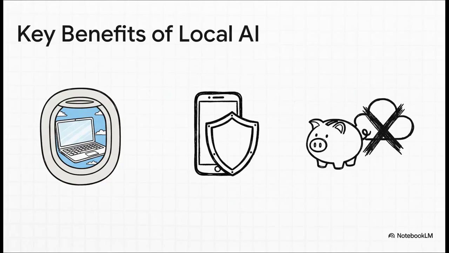So why should you care about any of this? Well, there are three huge benefits. First, low latency. This means your app works perfectly even when you're offline. No internet, no problem. Second, data privacy. Your sensitive info, say personal health data, never ever leaves your device. It stays with you. And third, cost. Once the app is installed, running the AI is totally free. No more surprise subscription fees or cloud bills.